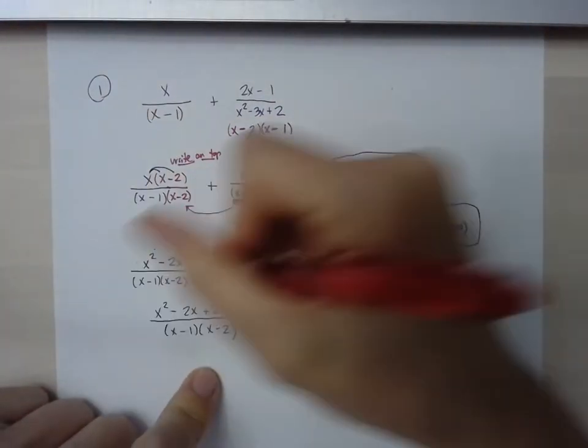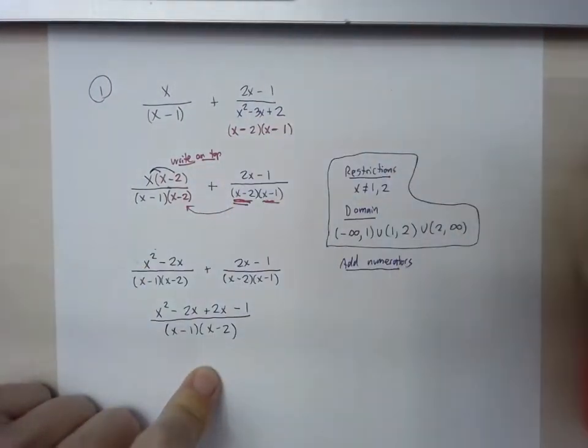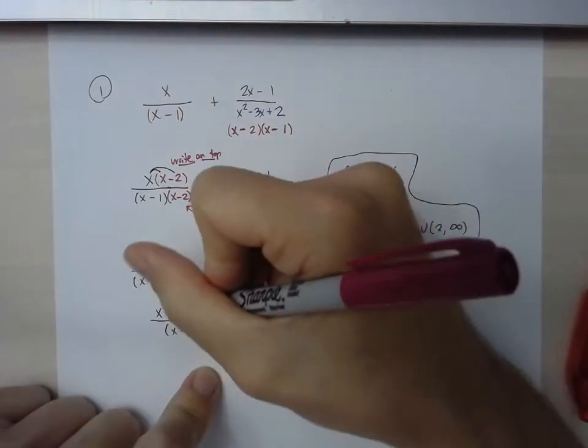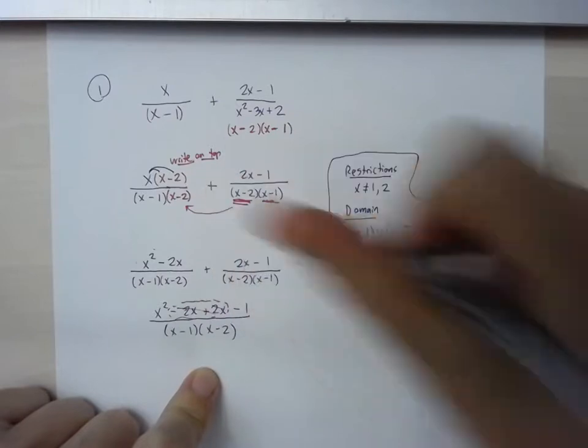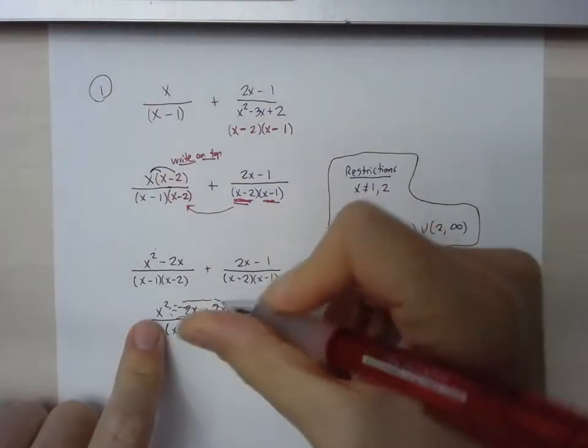We want to look for any like terms and combine them. In this case, I have a minus 2x and a 2x, so you should recognize that those cancel out. And that's just going to give you x squared minus 1 on the numerator.